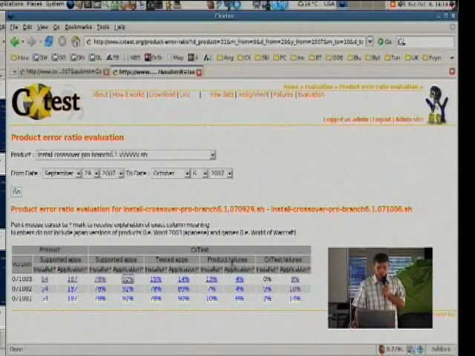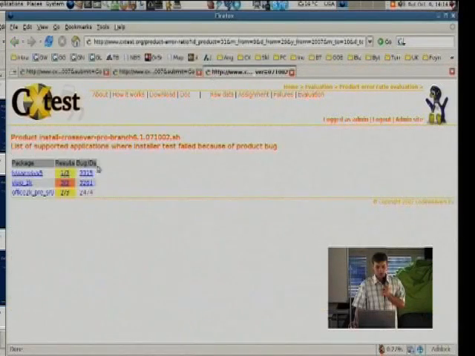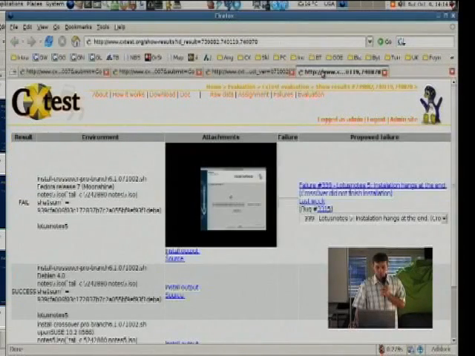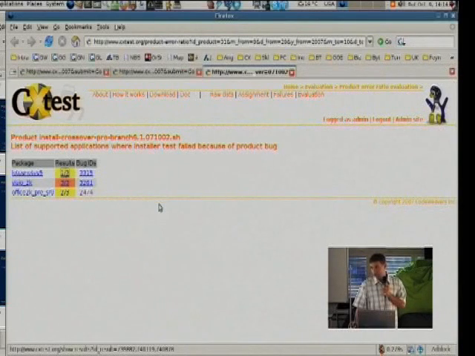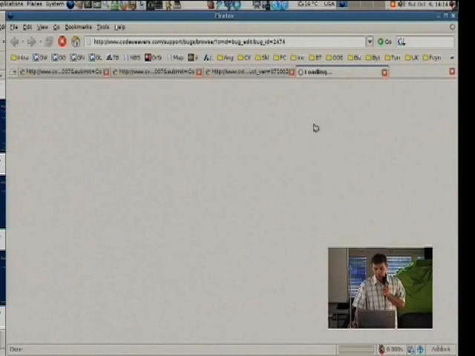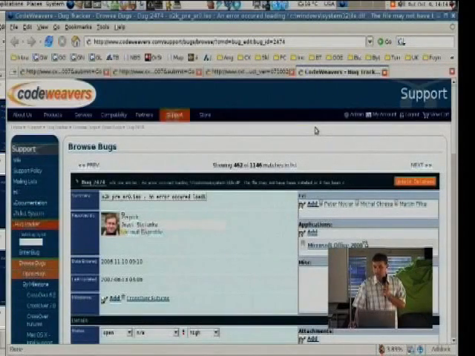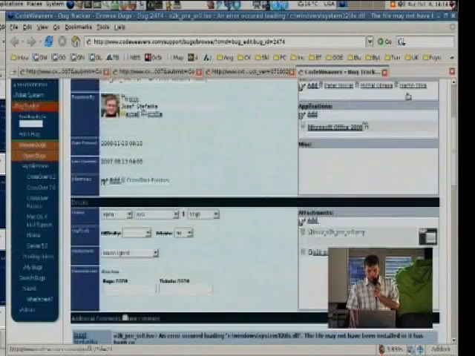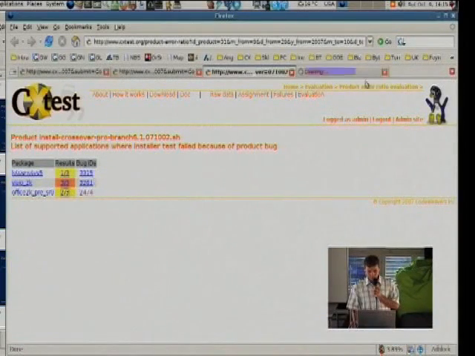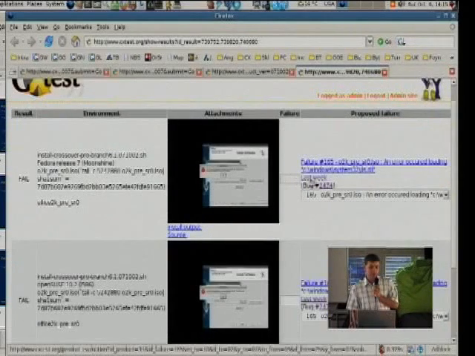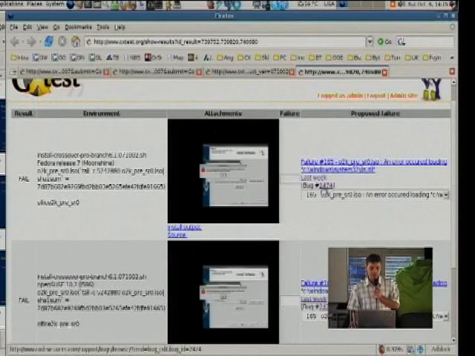And what is most interesting for us is the product failures. Here you see the errors which are produced by CrossOver. Some of them, for example, this is classified as installation hangs on the end. It's a timing bug. It's not easy to replicate manually. So probably most of the people are not affected. You can find stuff like this here. And if it is a proven bug, that means we are able to replicate it. You have a pointer to Bugzilla.